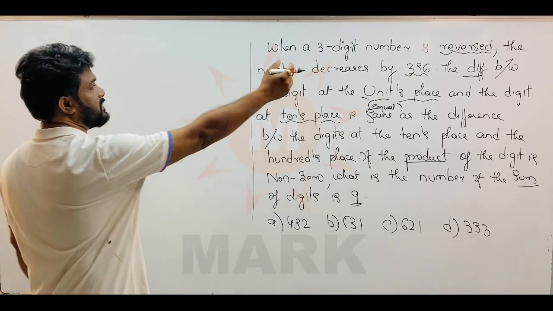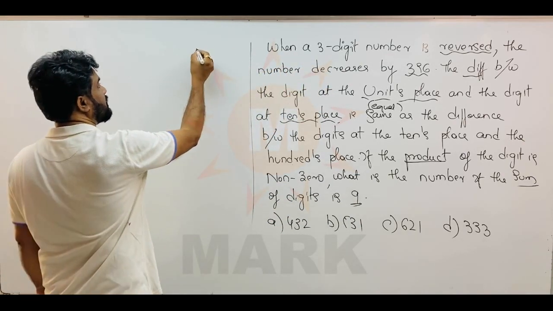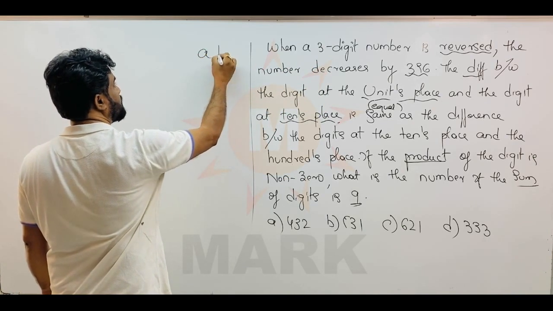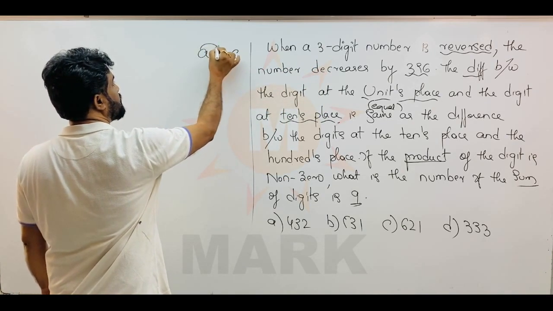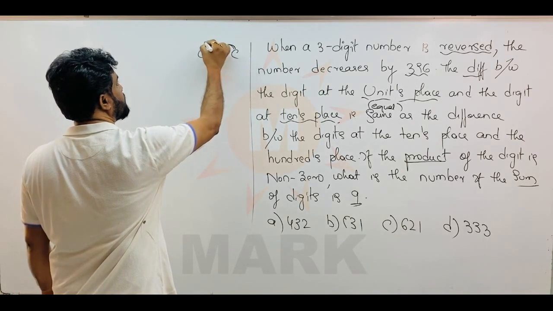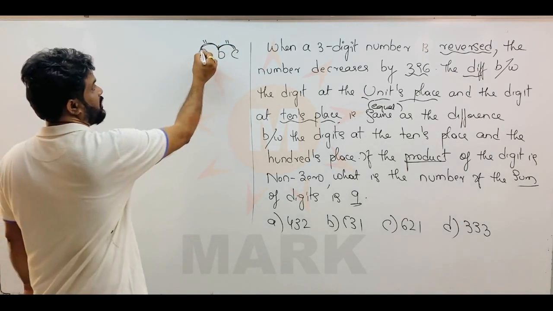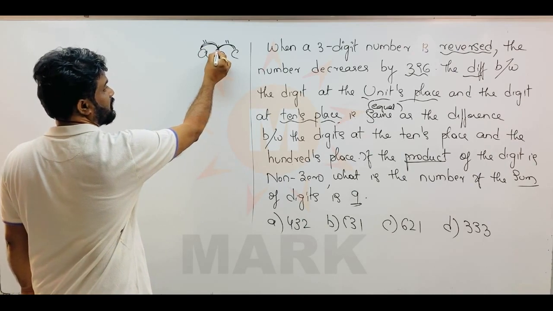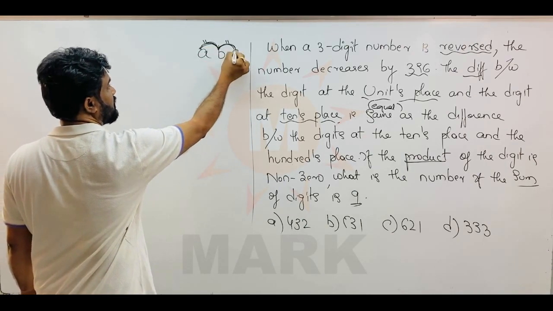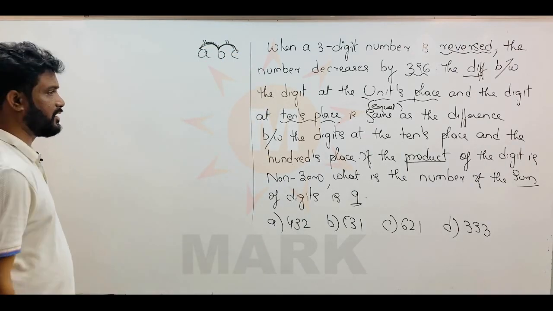Okay, now a 3-digit number is there. Suppose there is a number called ABC. The difference between hundreds place and tens place and the difference between tens place and units place, both are the same. That's what he is trying to tell, right?